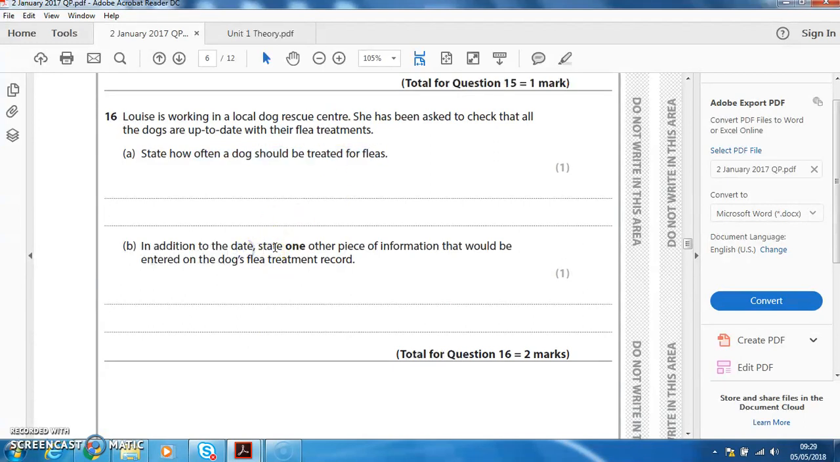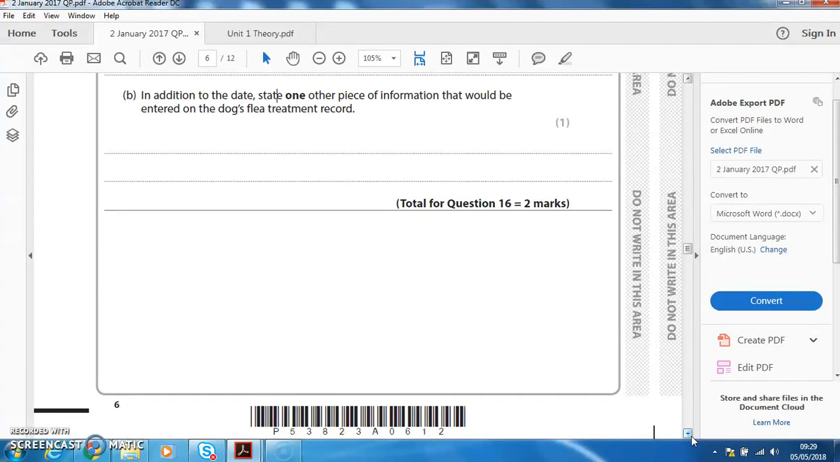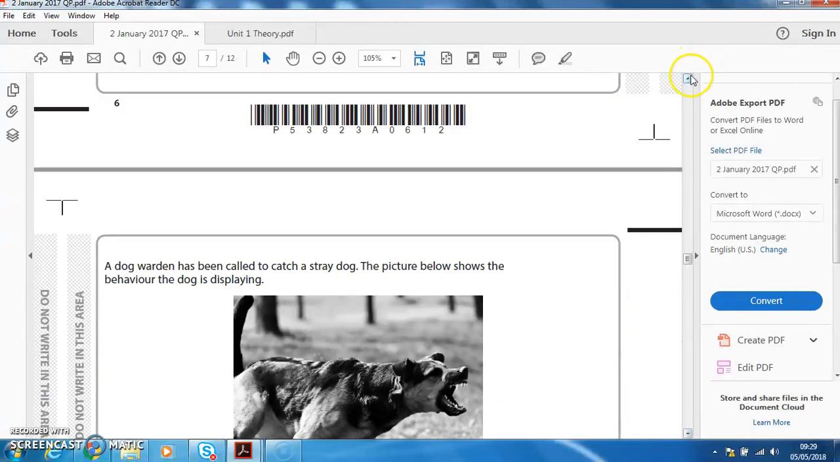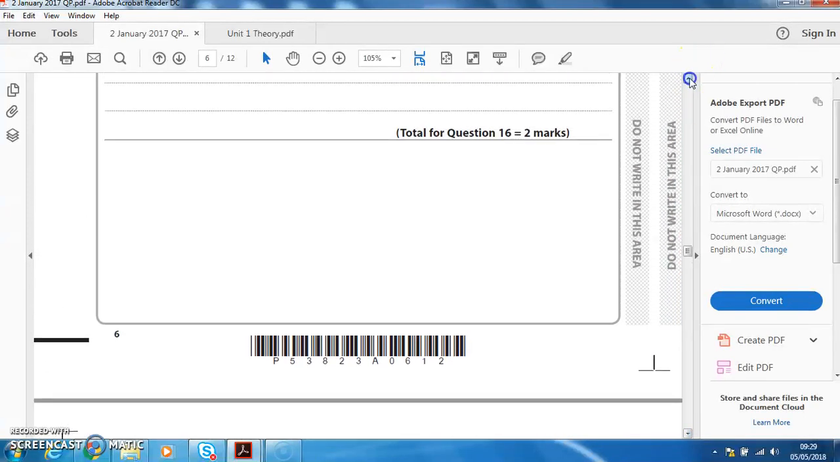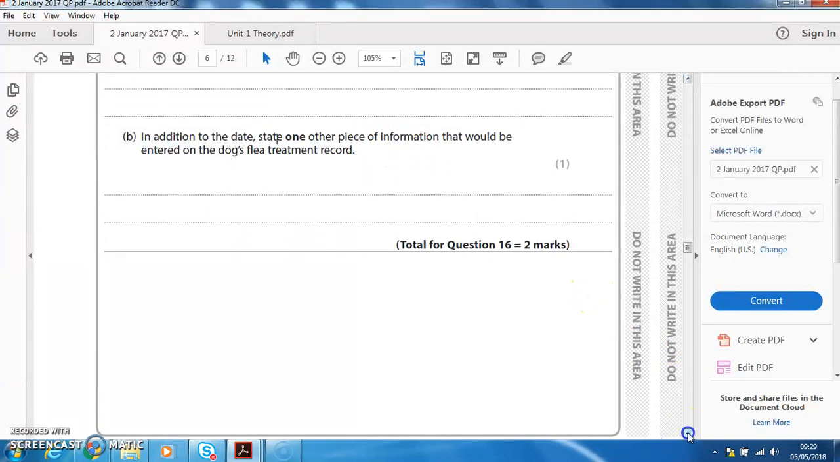In addition to date, state one other piece of information that will be entered onto a dog's flea treatment record: the dosage, how much medication they've had. Also, possibly the weight of the dog could be recorded as well.